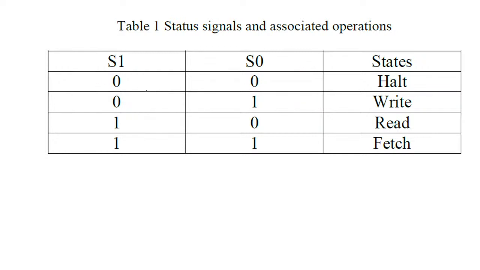S1, S0 can also be used like this. If S1, S0 is 00, that means the microprocessor is in the halt state. If we have 01, this means that the microprocessor is writing something. If we have 10, that means the microprocessor is reading something. If we have 11, this means that the microprocessor is fetching something from the memory. These two bits are called status bits, and they will tell the status of the microprocessor.